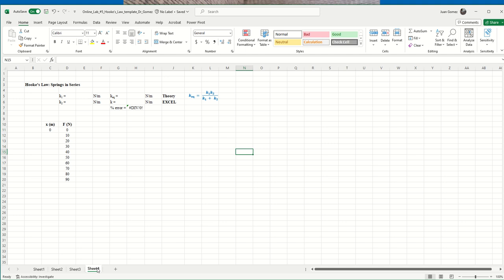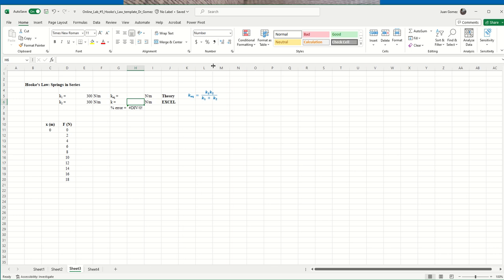Now for sheets 3 and 4, we're going to connect the springs in series. And remember, there's a different formula to calculate the theoretical KEQ. For springs in series, the equivalent is equal to K1 K2 divided by K1 plus K2. So now I'm going to leave it all up to all of you.